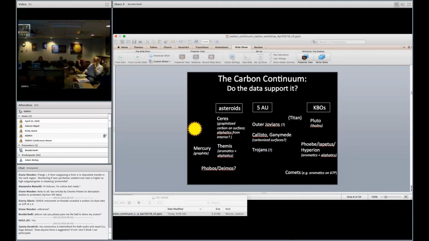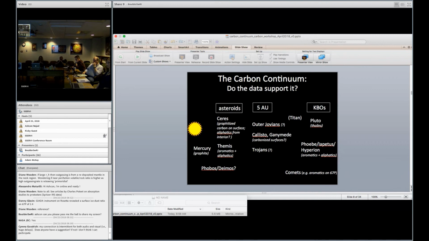So do the data actually support it? Well, here I think are the data points in the solar system that we have so far. And we'll hear about a lot of these things at this workshop, so this may change. But at Mercury, I think we have evidence of graphite. Phobos, Deimos, moving out, I don't know if we know exactly what's happening there in terms of carbon. At Ceres, we think that there's graphitized carbon on the surface, but aliphatic signatures are also seen, perhaps coming from the interior. And Themis, another asteroid, shows signatures of aromatics and aliphatics.